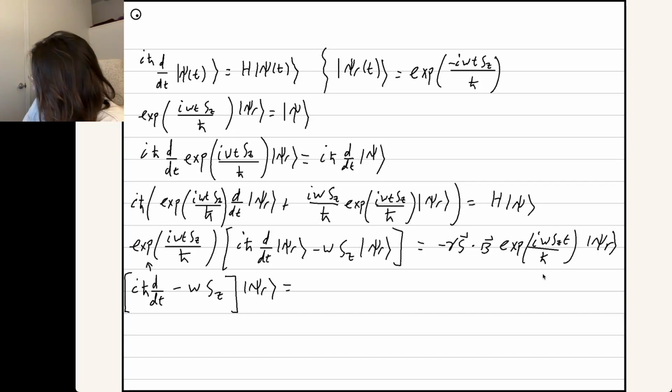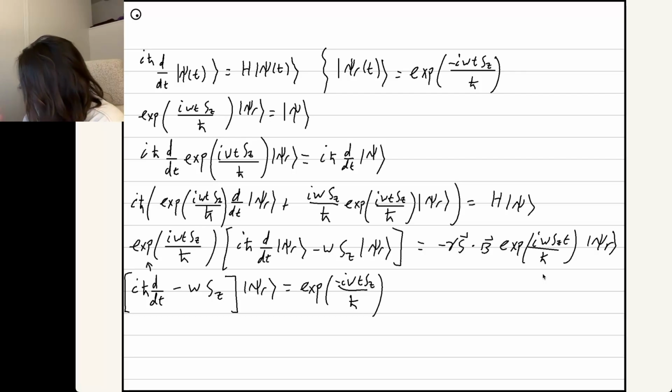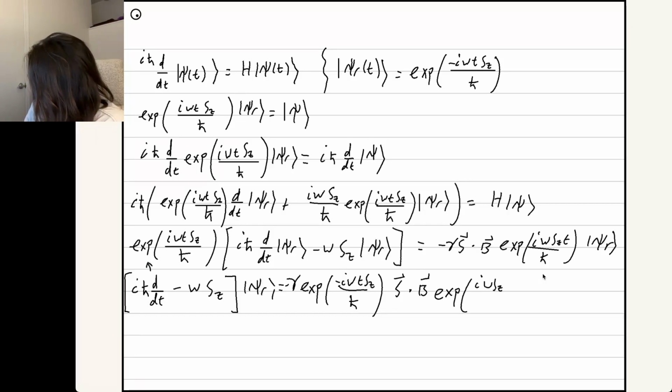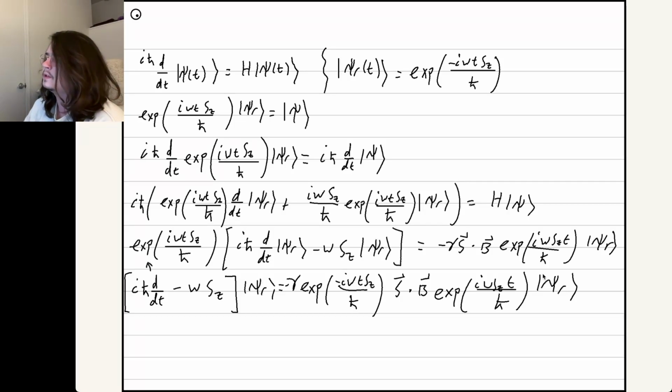And now that's equal to this rotator operator, minus gamma S dot B. There's a minus gamma here somewhere. Minus gamma S dot B, the other rotation operator acting on psi r. Awesome.